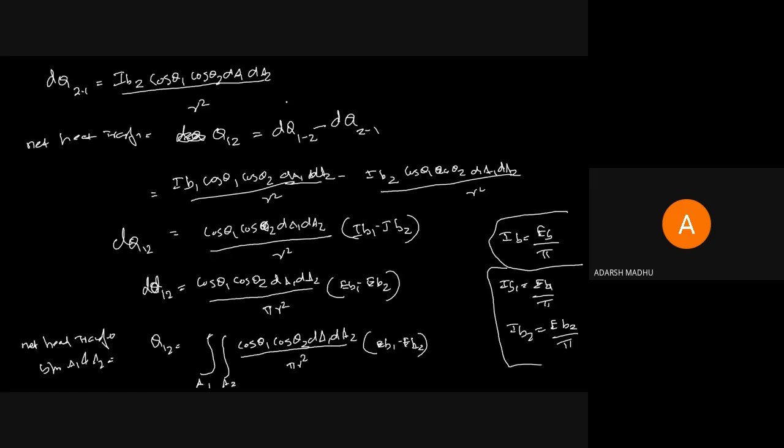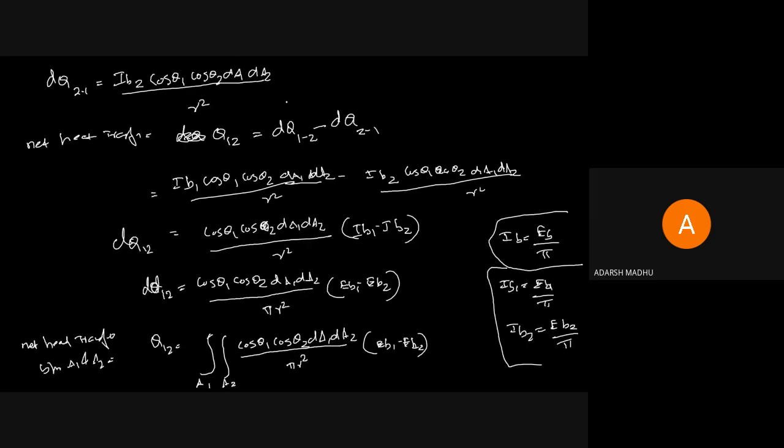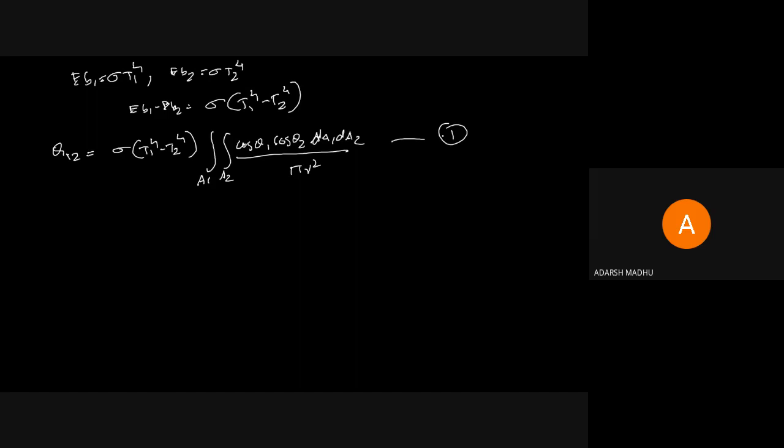These are all constants. The integration is carried out over A1 to A2. So sigma T1 raised to 4 minus T2 raised to 4, that is EB1 minus EB2, is constant, and we can take it outside the integration. That is the final equation: Q12 equal to sigma T1 raised to 4 minus T2 raised to 4, multiplied by the integration of A1 A2 cos theta 1 cos theta 2 dA1 dA2 divided by pi r square, equation 1. This is the first condition to find the value of Q12.